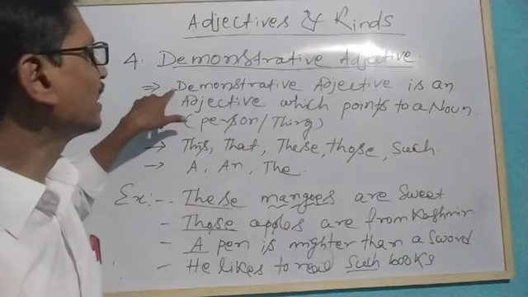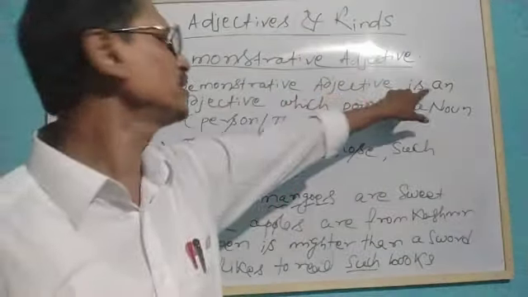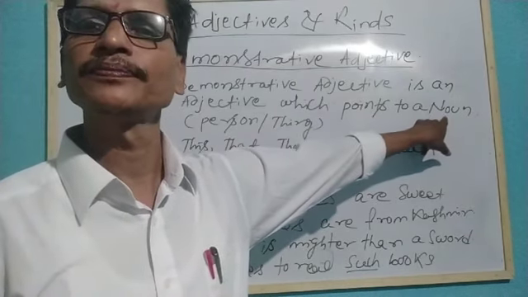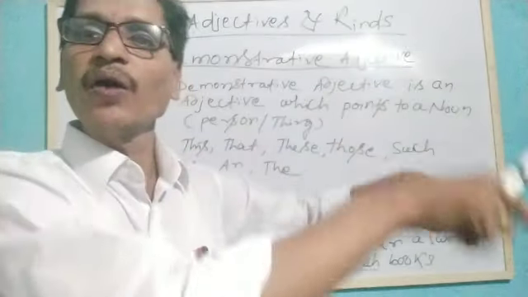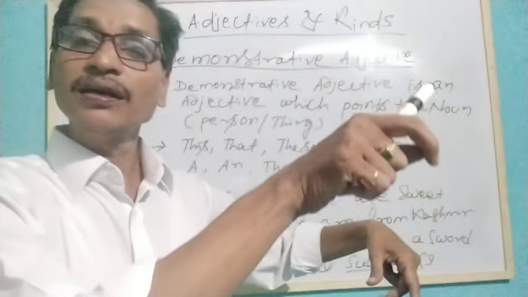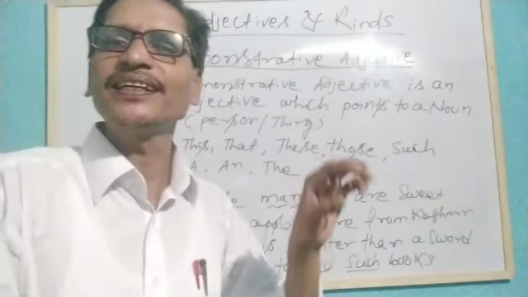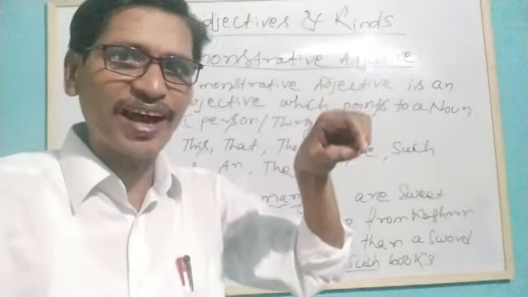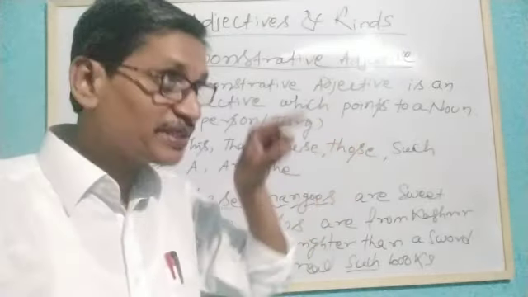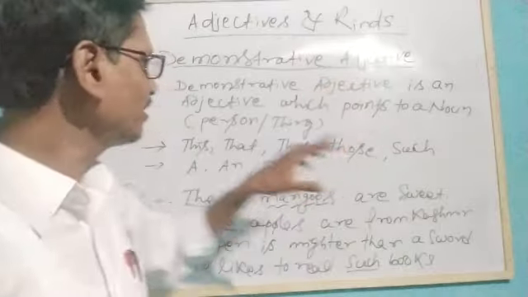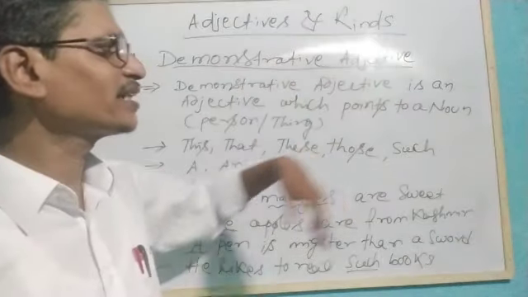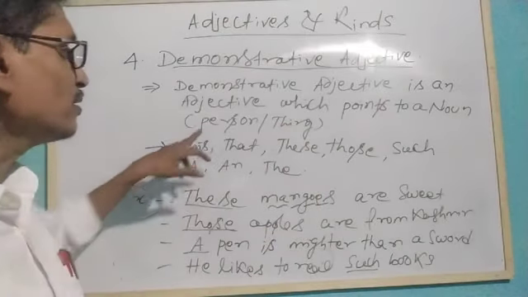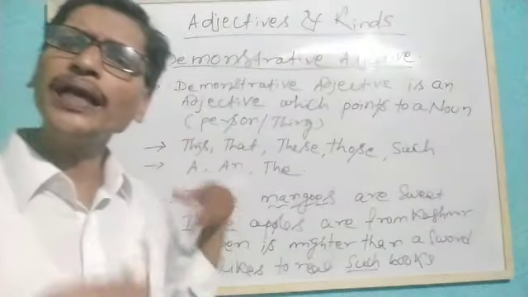Here, what is the demonstrative adjective? It is an adjective which points to a noun. That means which is talking about a specific noun. Okay, so you can say it is identifying a noun. That means it is pointing. See, here you see, demonstrative adjective is an adjective which points to a noun. So that noun can be a person or can be a thing.